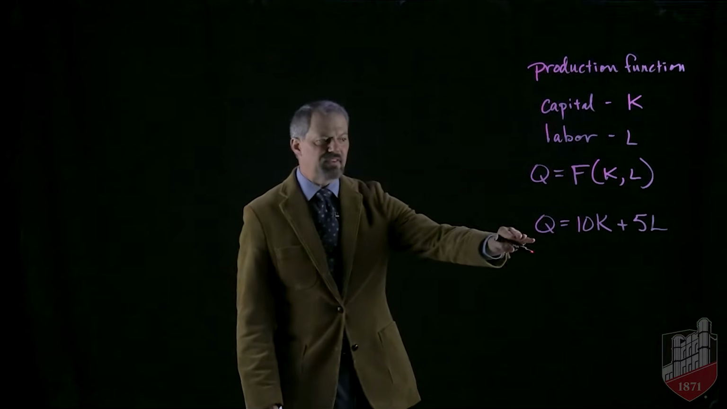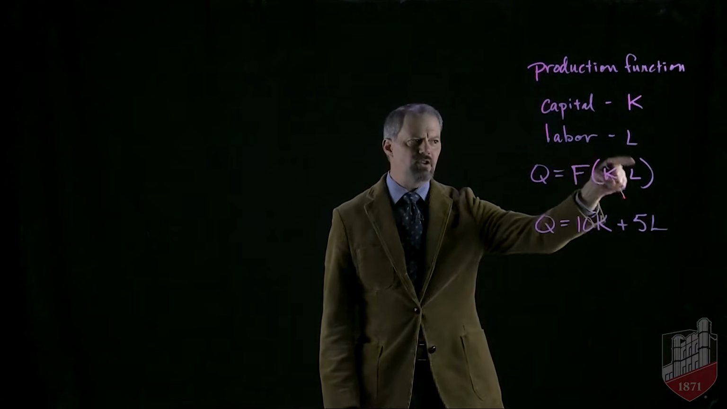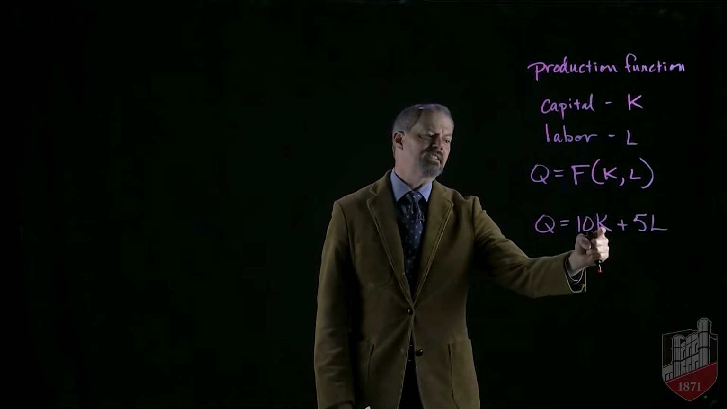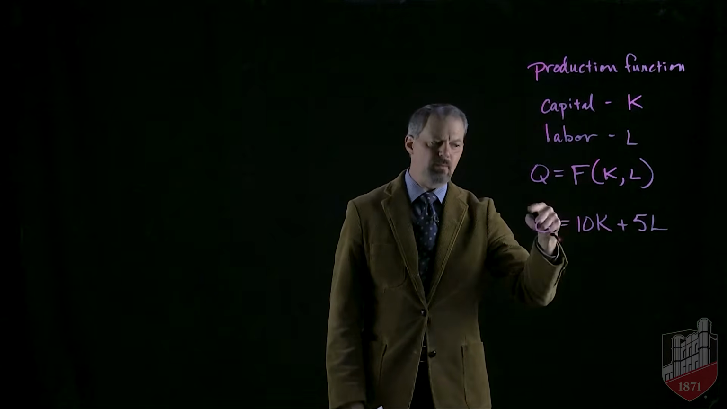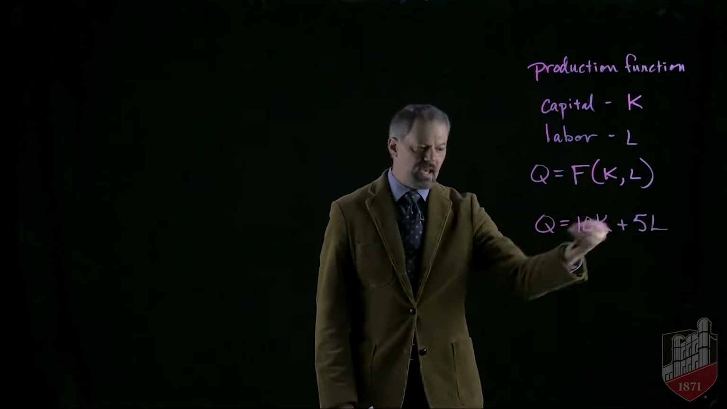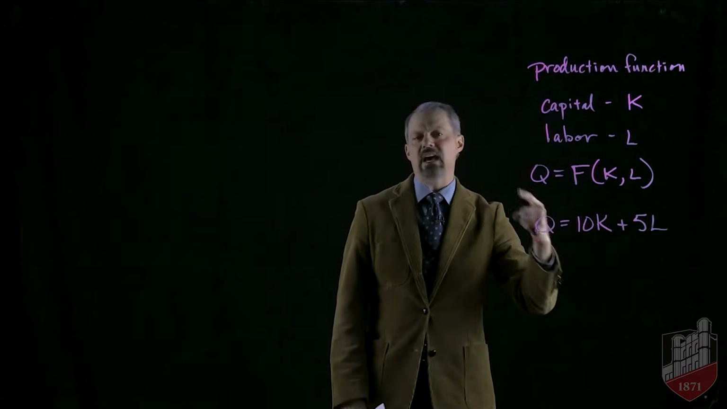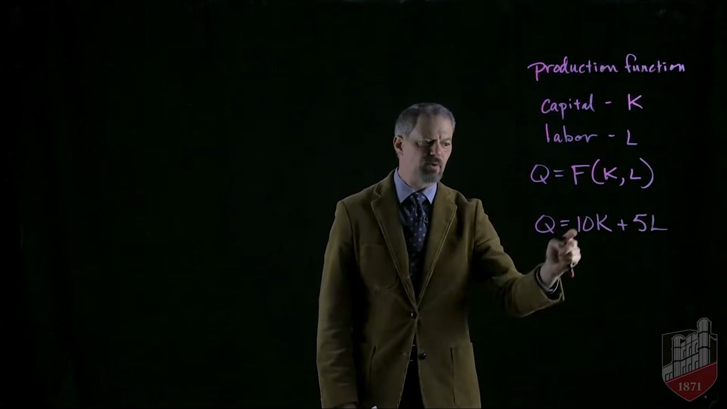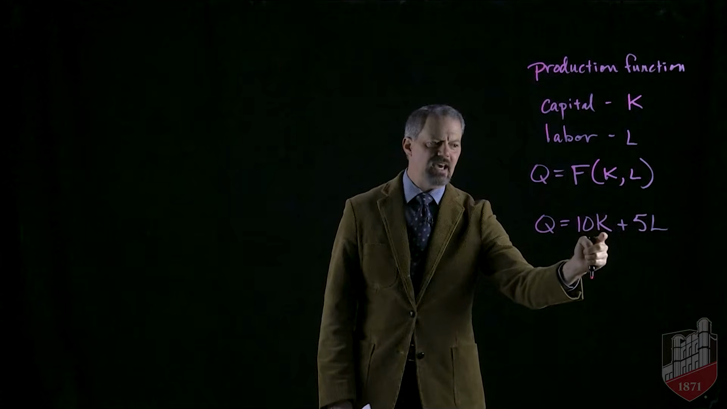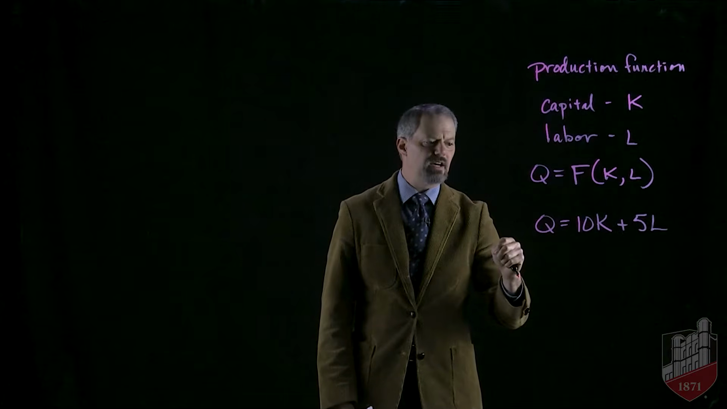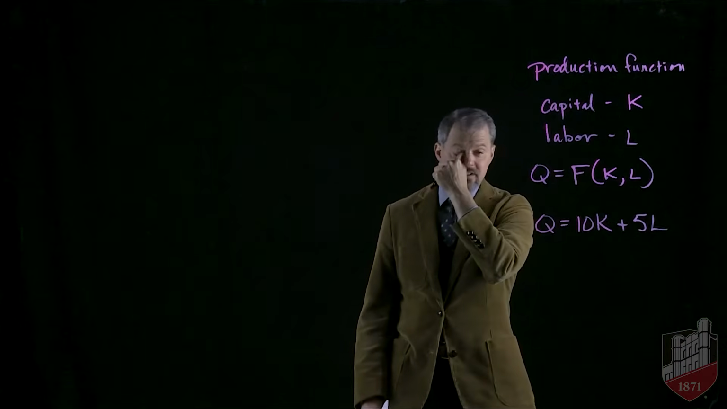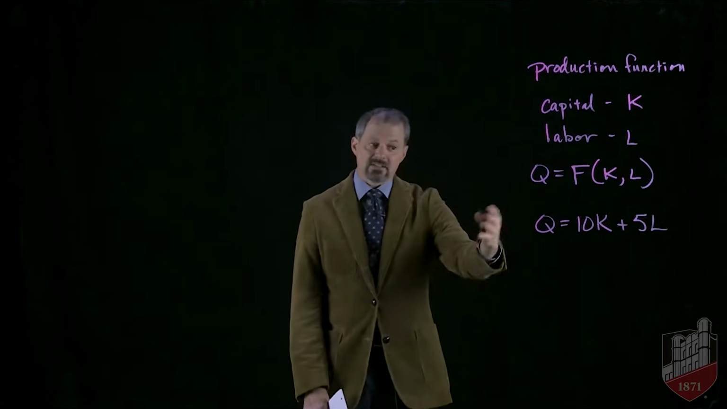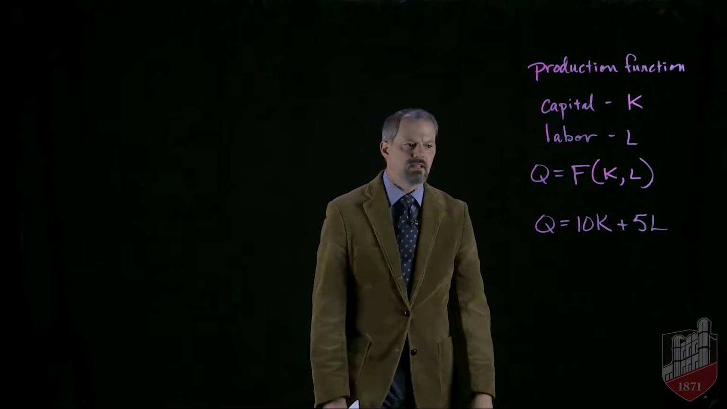So that is a specific function. So we have replaced our general function with a linear function of capital and labor. And this says, obviously, that if you increase capital, output goes up, and if you increase labor, output goes up. In fact, if you increase capital by 1 unit, you get 10 more units of output if we ignore labor. So every 1 unit increase in capital, we get 10 units of output. And for every 1 unit increase in labor, we get 5 units of output out of that. So that's a particular example of a production function.